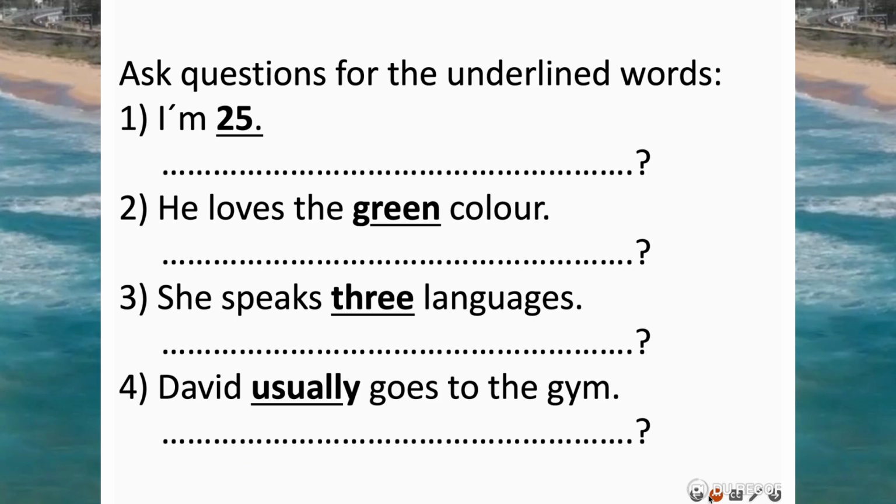Ask questions for the underlined words. So this is the last slide. I am 25. As I said in the previous lesson, in the question you don't have the right to write again the word 25. If you write it, your question is not correct. He loves the green color. If you write the word green in the question, your question isn't correct. She speaks 3 languages. If you write 3 in the question, your question isn't correct. And the last one, David usually goes to the gym. If you write usually, your answer isn't correct.